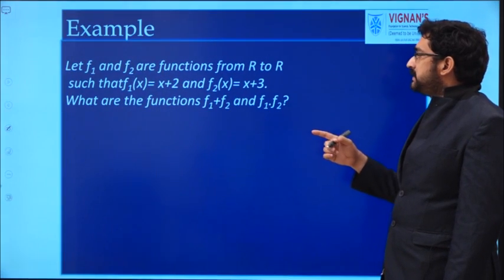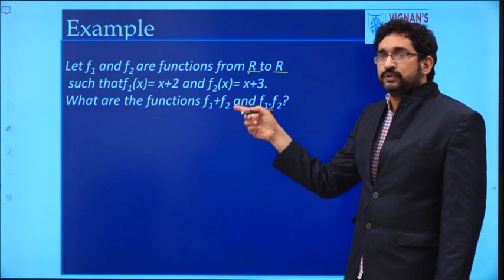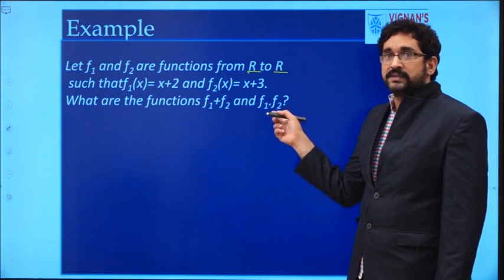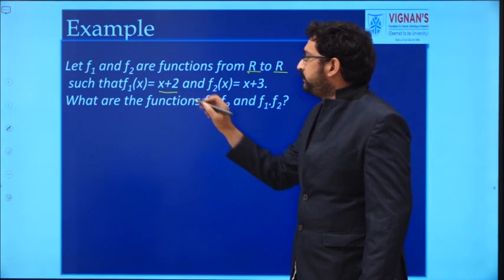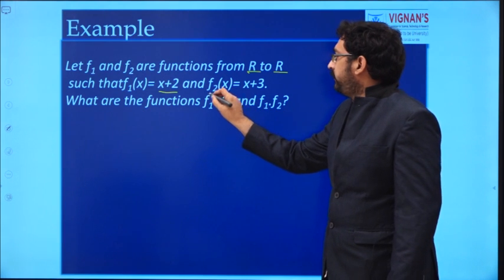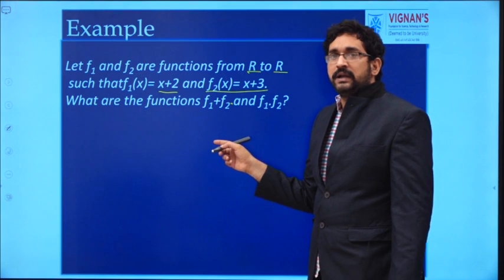Here one more example is given. Both f1 and f2 are two real valued functions because their codomain is R. f1 of x is defined as x plus 2, f2 of x is defined as x plus 3. We have to compute addition and multiplication.